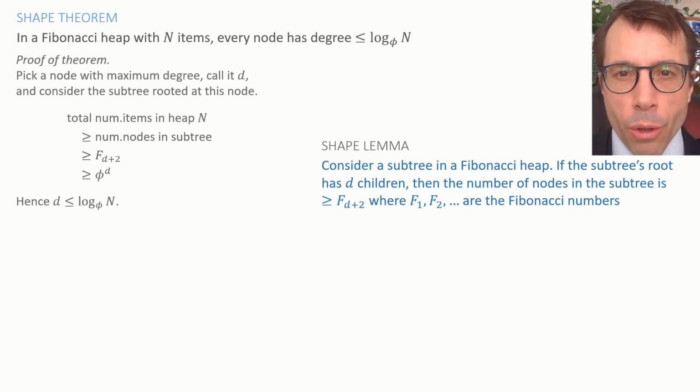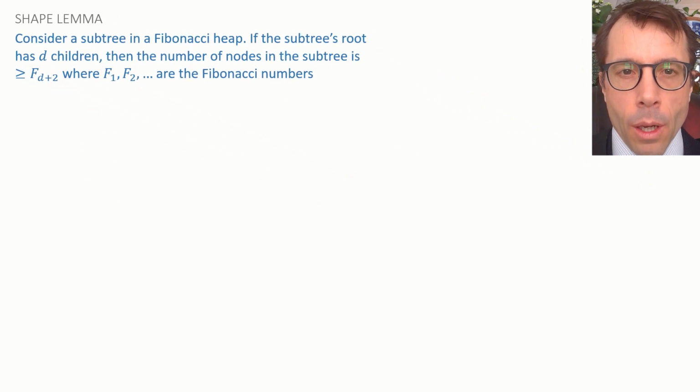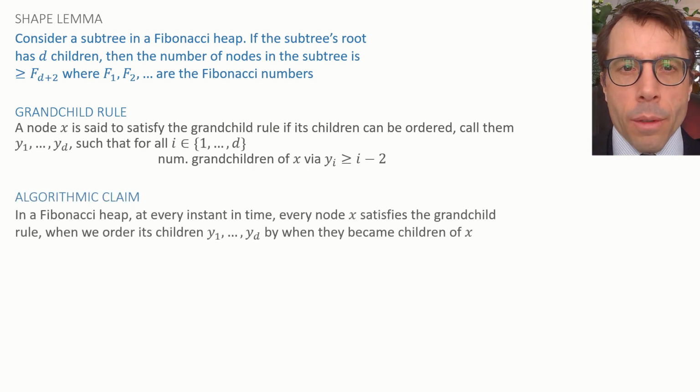The heart of the proof is inside this shape lemma, and the proof of it has two parts. Here's the first part. There's a definition and then a claim about the Fibonacci heap data structure. Pause the video, read these, and when you're ready, press play.